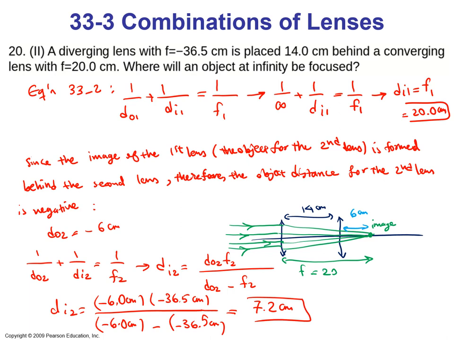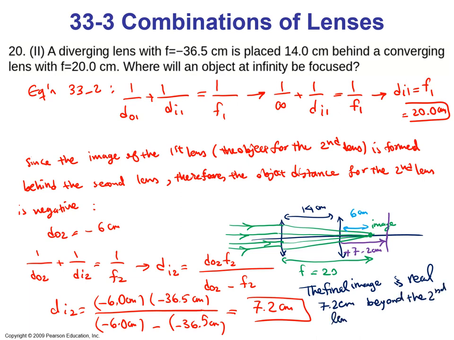and this is positive. Therefore, it will be formed at this place, which is 7.2 centimeter from the second lens, and the image will be real. So let's write it down. The final image is real, and 7.2 centimeter beyond the second lens.